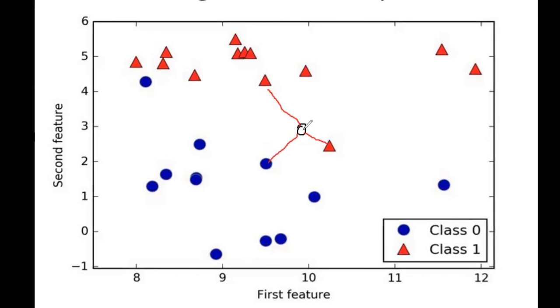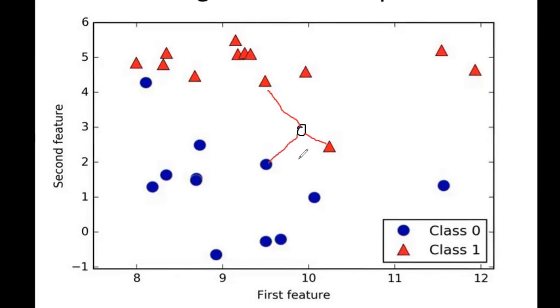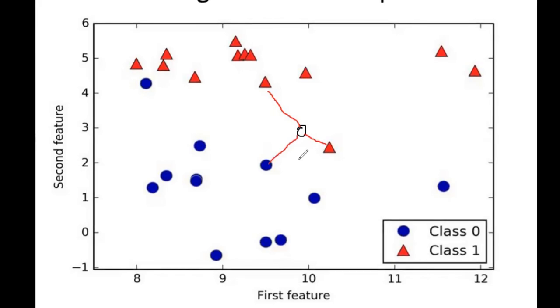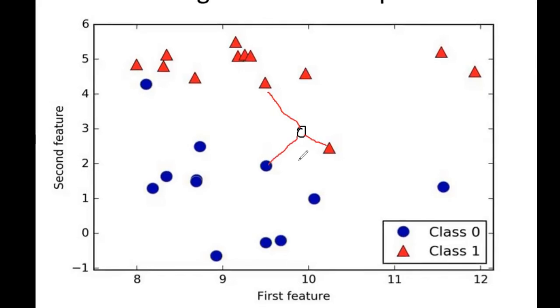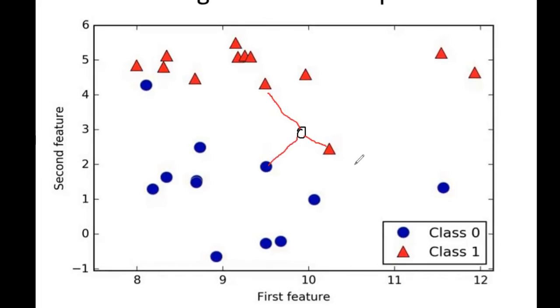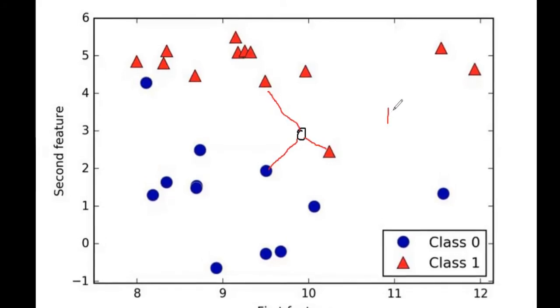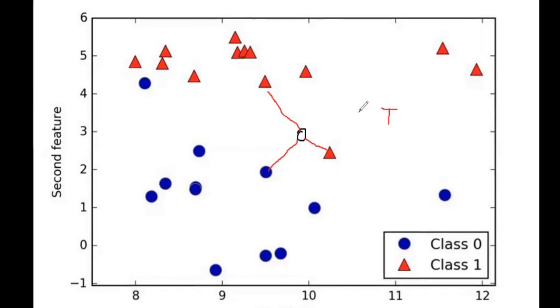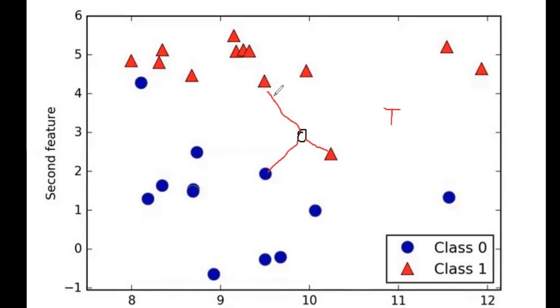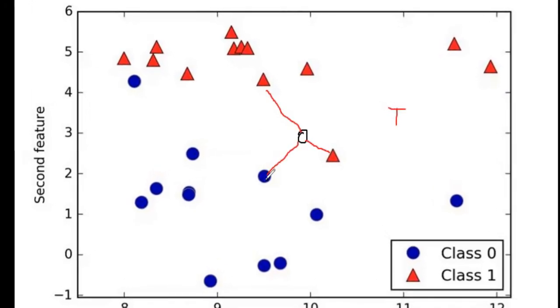And now the fourth. Okay, let's use five neighbors, right? I can use five or I can use three. Using the three neighbors, here I have three neighbors. It is clear that we classify it as a triangle because there are two triangles and only one circle.